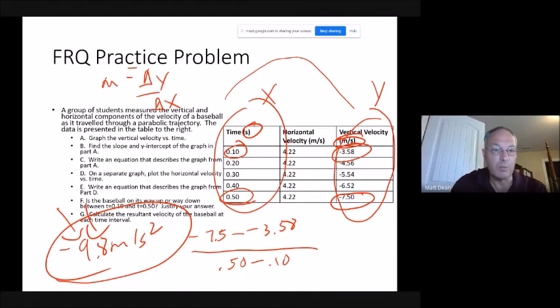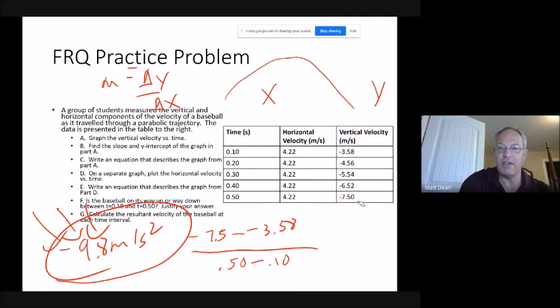So now we have the slope. That makes sense because the slope of a velocity versus time graph represents acceleration. This is the acceleration that's happening. Now we're also asked to find the y-intercept of this graph.